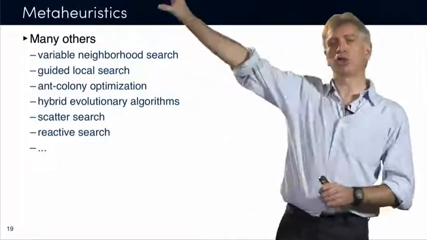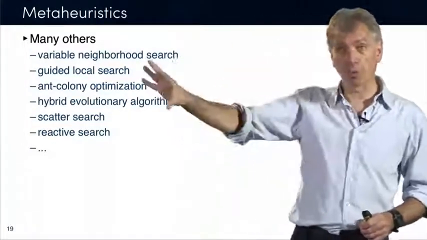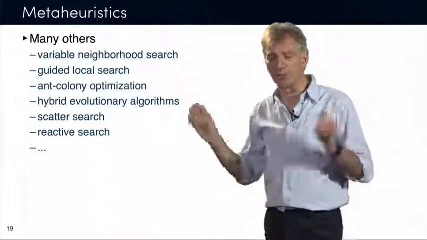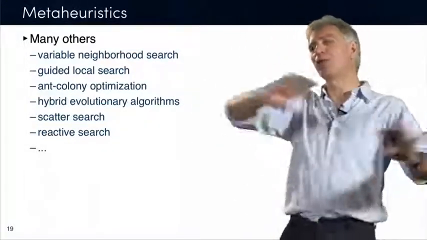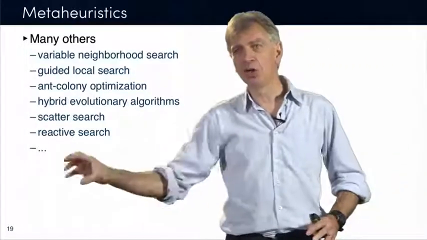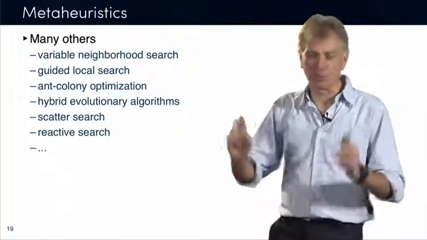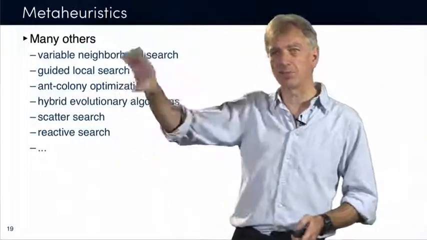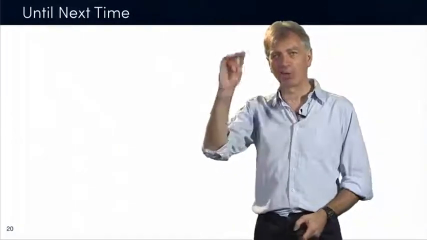There are many other metaheuristics that have been implemented and proposed: variable neighborhood search, guided local search, ant colony optimization, hybrid evolutionary algorithms, reactive search, scatter search, plenty of others. Some of my colleagues are going to be completely upset with me because I forgot to include their favorite ones, but I did these slides at 5 a.m., so bear with me. Essentially, once again, this is an introduction. I gave you some of the principles. There are many other ones that you can actually study. Okay, see you next time for more on Tabu Search.